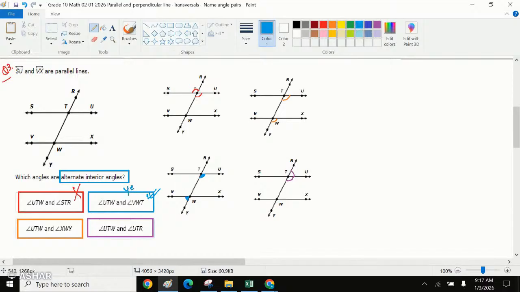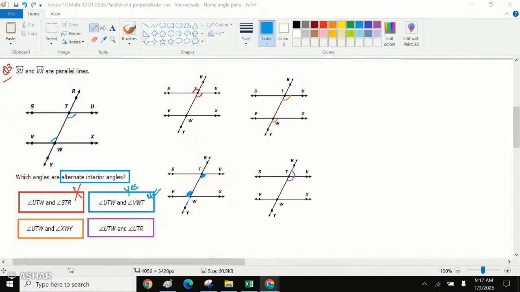That would be UTW with VWT. Sorry, this angle. I made it incorrectly. This should have been over here, right? This angle. So these are alternate interior angles. My mistake. I drew it at the wrong place. So these two would be interior alternate. Let's look at the next question, what we have for the angles.